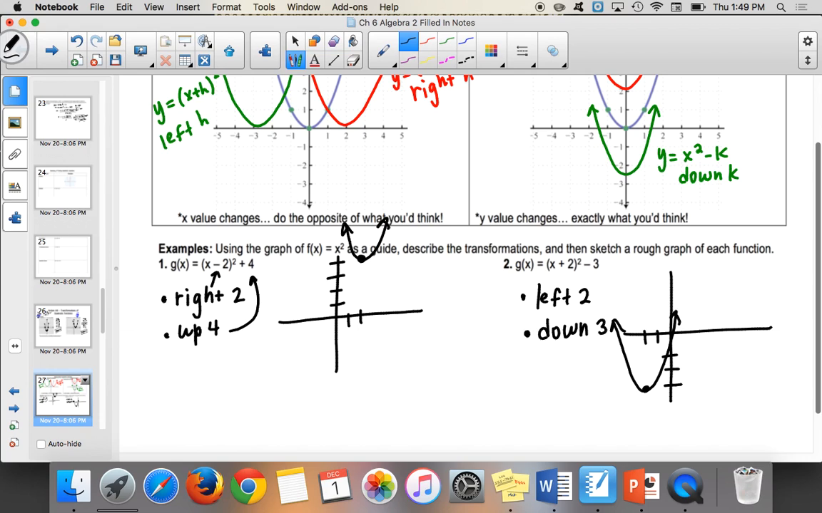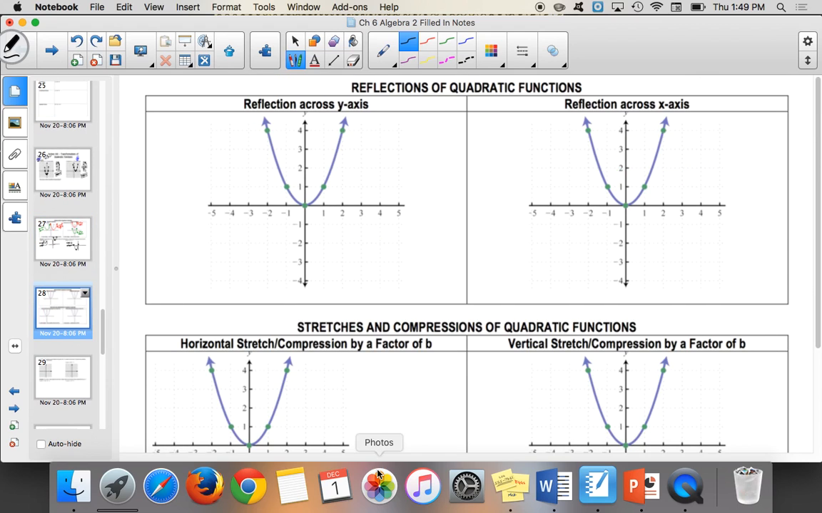Okay, so it's kind of a rough sketch. If you wanted exact points, some people are really particular. Just think about your parent function. Remember how you had 0, 0, and then you had 1, 1, negative 1, 1, 2, 4. You could always go over 1, up 1 to get a new point, over 1, up 1 to get another point if you wanted to. I don't care. You can just do a little rough sketch. All right. So do we understand the right, left, up, and down? Good on that? All right.